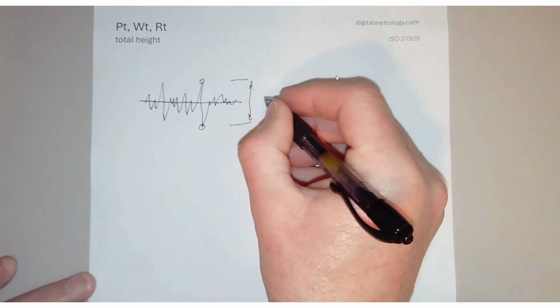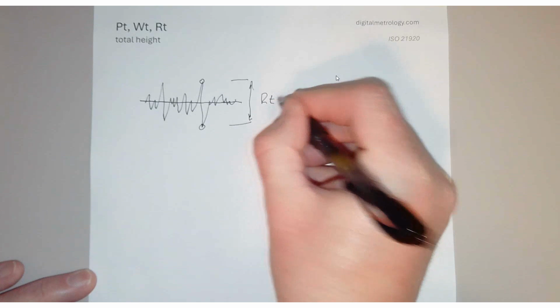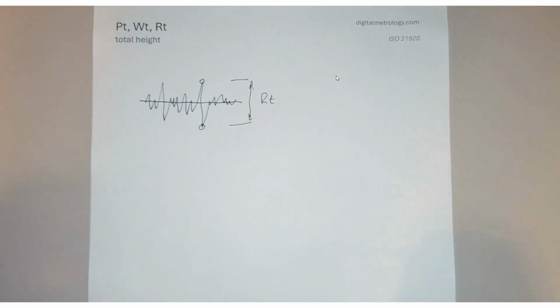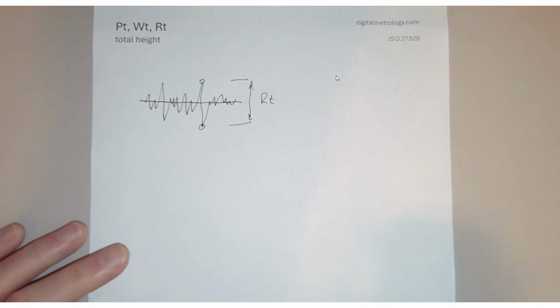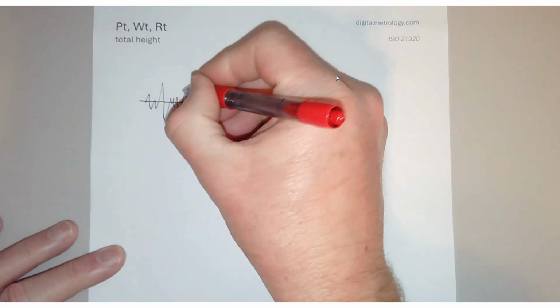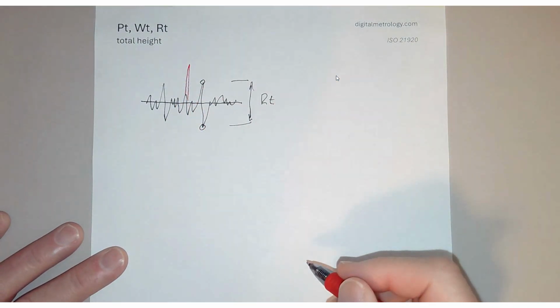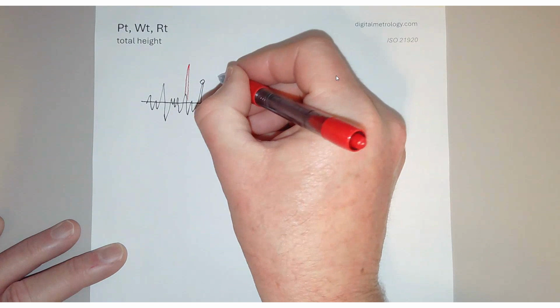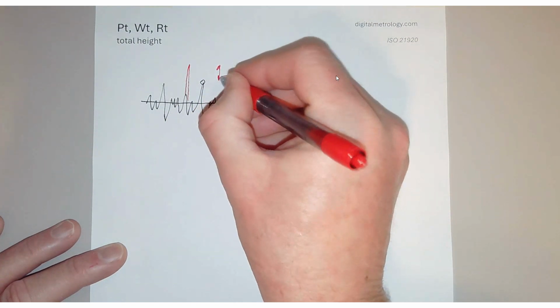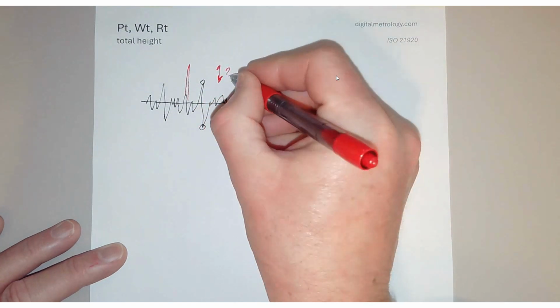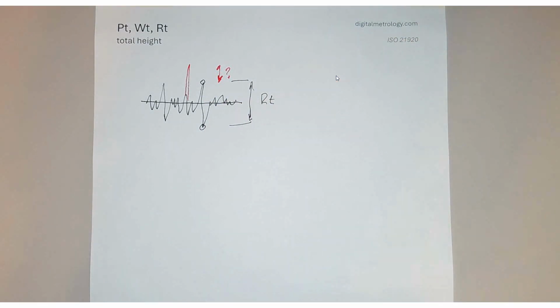Let's say that's a roughness profile. That would be RT. That height seems logical. It captures all of the information of the surface, but there's a problem. Our problem is, in practice, the highest peak is usually quite unstable. It could be dirt. So we have this unknown peak that's actually influencing our results and causing us problems.